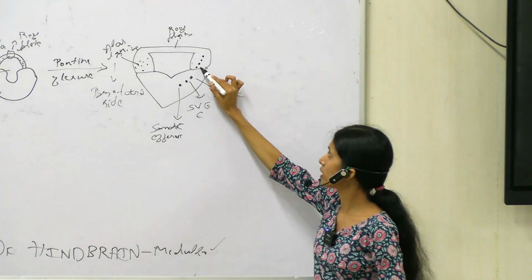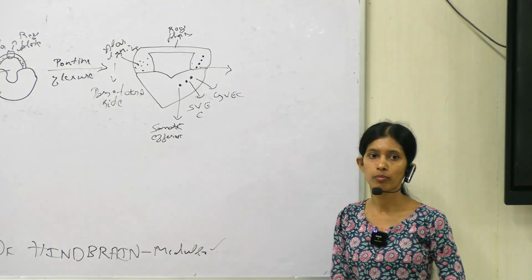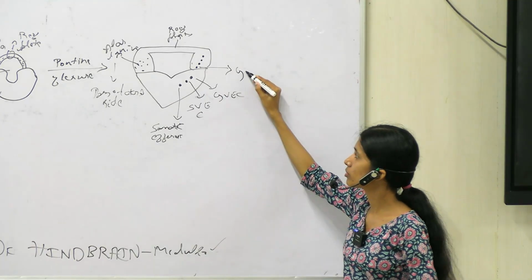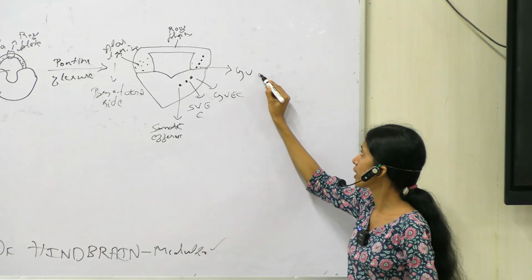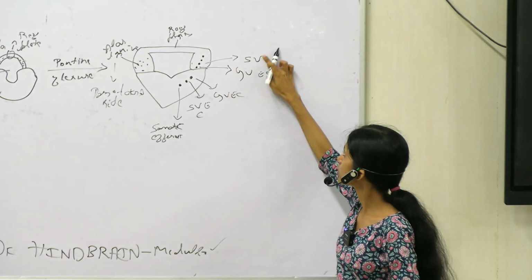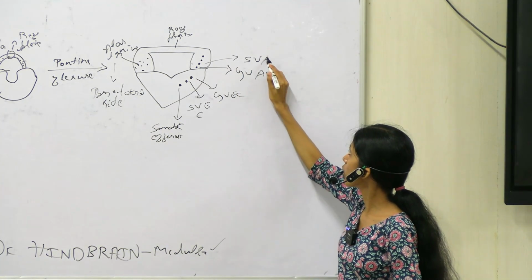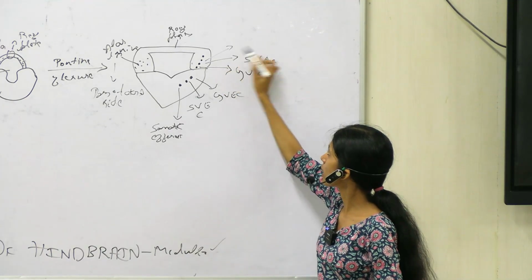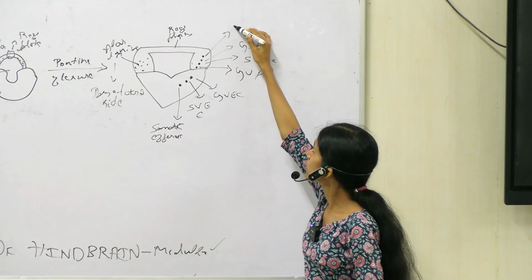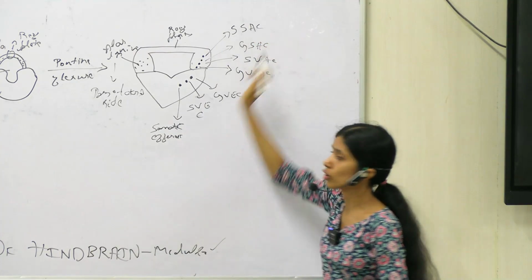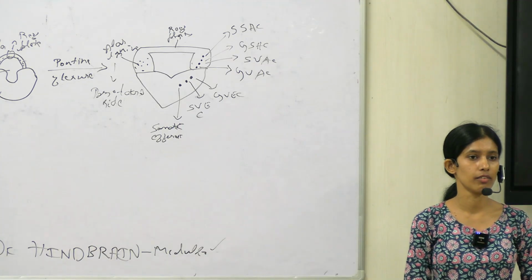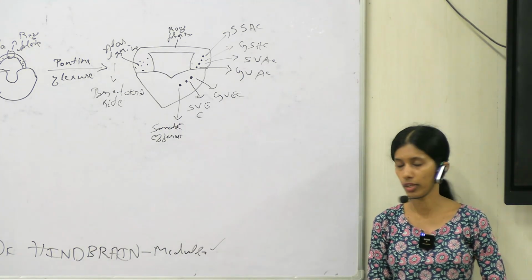Okay. Next, in the alar lamina region we can see the general visceral afferent column followed by special visceral afferent columns. Then we have the general somatic afferent column followed by the special somatic afferent columns. So these are the columns we can see in the development of your medulla oblongata.